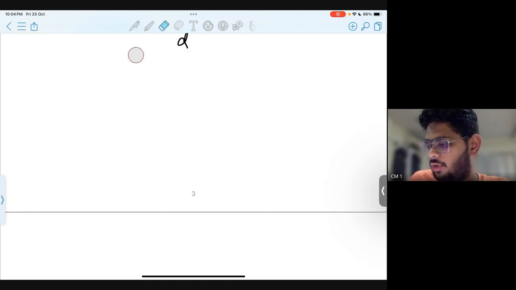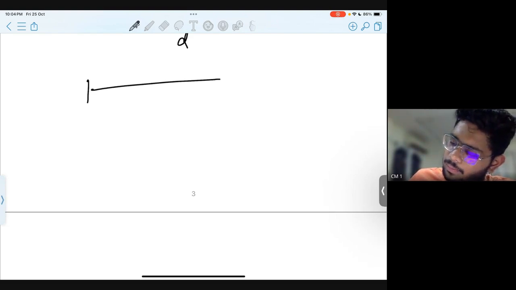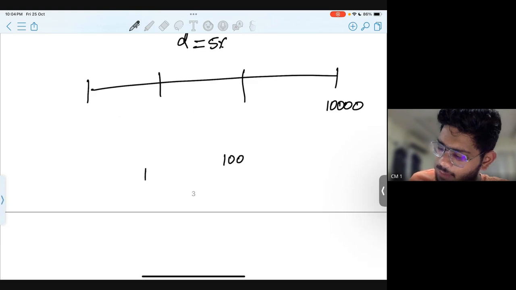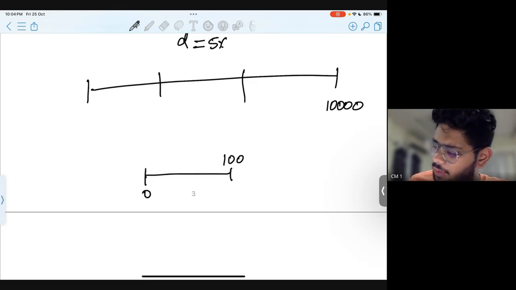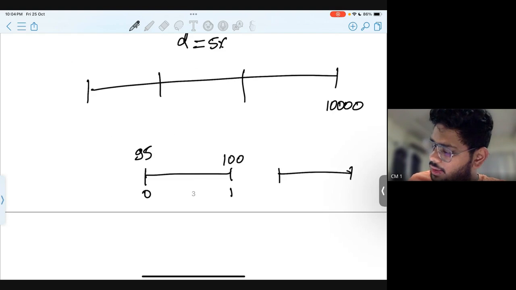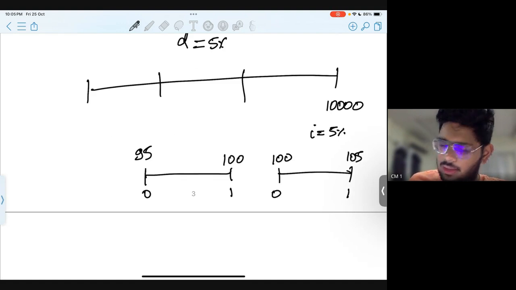Where this formula comes from is very intuitive. At 1, 2, 3, 10,000 is to be received. d is equal to 5%. What does that mean? If I am standing at 0 today and will get 100 rupees after 1 year, I will pay 95 rupees today. And the concept of i is that if I have 100 rupees today and i is 5%, then after 1 year I would get 105 rupees. Okay?